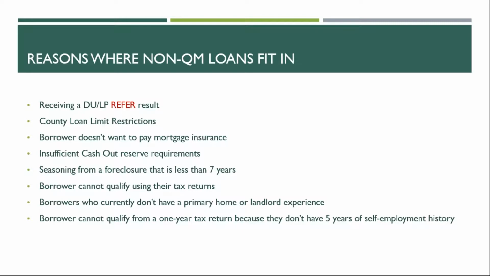The borrower does not meet reserve requirements, so we can use cash out proceeds for reserves on many of our programs. Seasoning on significant adverse credit: our seasoning requirement is generally 4 years. There are some variances on some of our other products. We'll talk about that here shortly. If the borrower can't qualify using their tax returns, we have bank statement options for borrowers who are unable to document their income through tax returns. And then for investor borrowers who currently don't have a primary home or prior landlord experience, as I stated on the previous slide, our investor borrowers don't need to have a primary residence or have previous landlord experience. So those are some of the common reasons to look at a possible non-QM option for your borrowers.